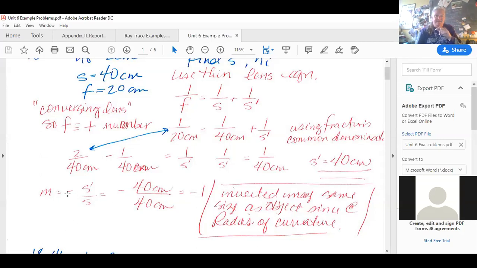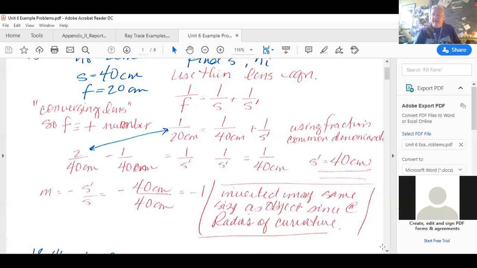Okay, but magnification is minus S prime over S. So it's minus 40 over 40, which is minus 1. So minus is inverted. 1 means it's the same size. So I have a real, inverted image that is the same size as the object. That's my 3 criteria.